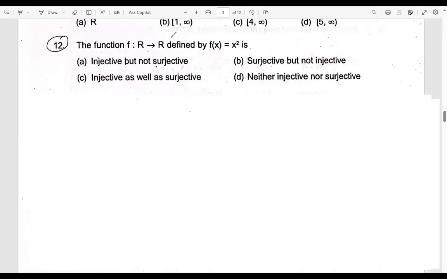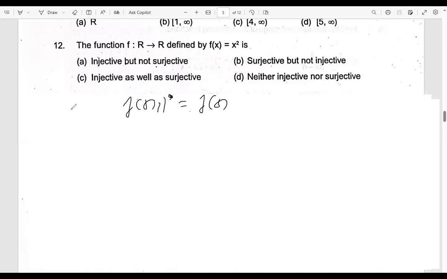In question number 13, that's a textbook question. We are given a function from R to R, that is, the domain being real numbers and the range also being real numbers. The definition of the function is f(x) = x². You have to figure out whether it's one-one, onto, that means injective or surjective. Now, this is neither injective nor surjective, but I'm going to show it.